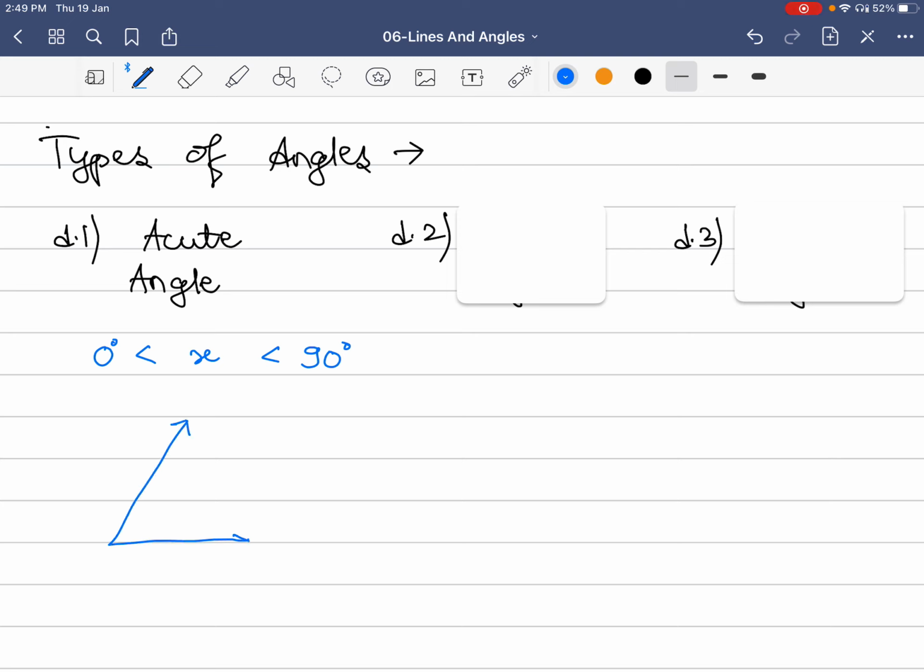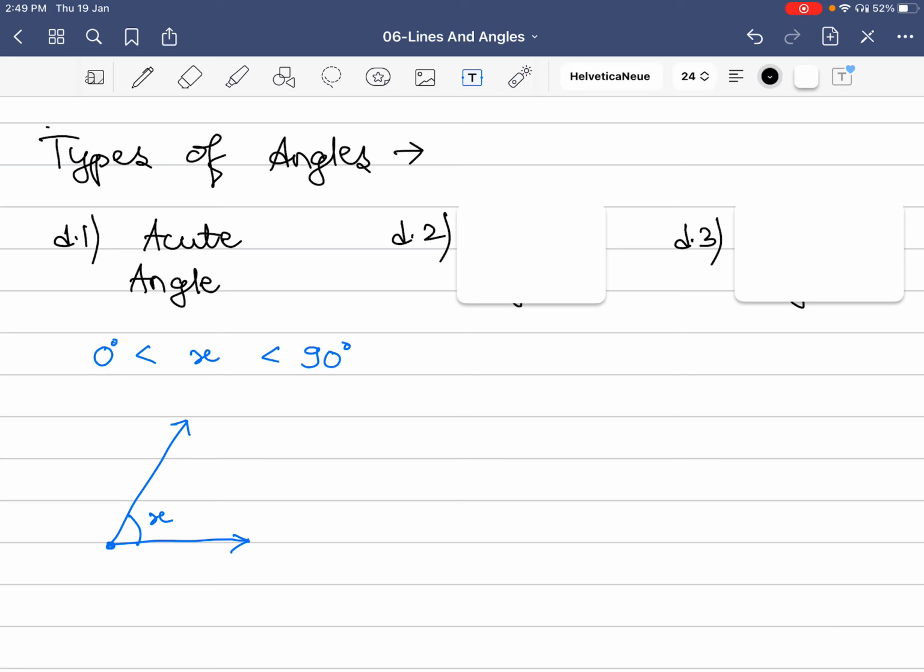Like this. So this x, which is the measure of an angle, x is not an angle, x is the measure of an angle. So this x is always between 0 degrees and 90 degrees. Note, this is less than, it is not less than or equal to, it is less than. So x has to be greater than 0 degrees and less than 90 degrees.